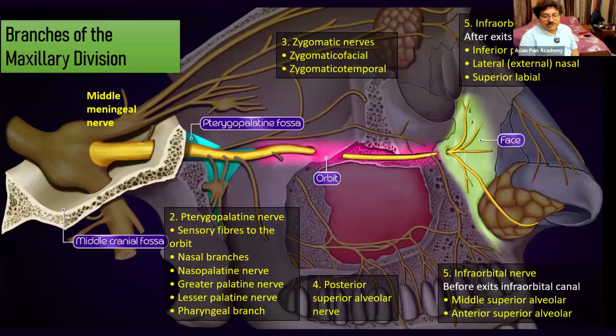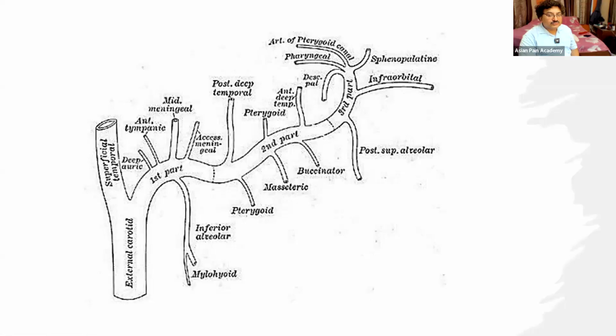Okay, so while we are blocking the maxillary division, we can block either here or at this point. So in between, there is no way we can block the nerve.